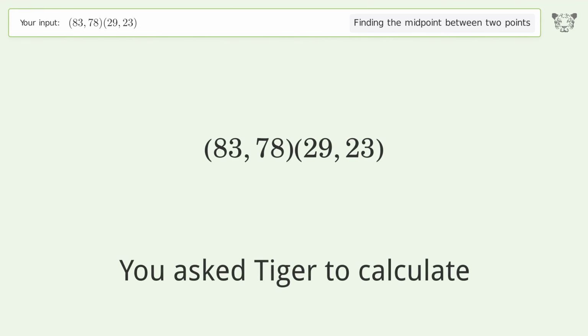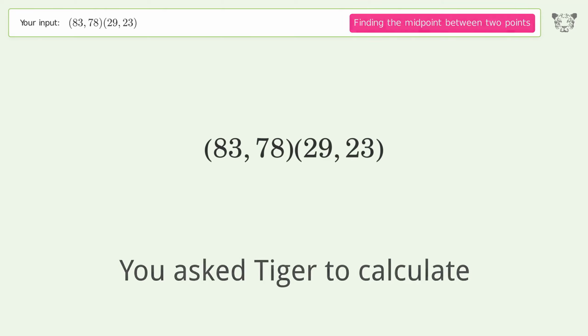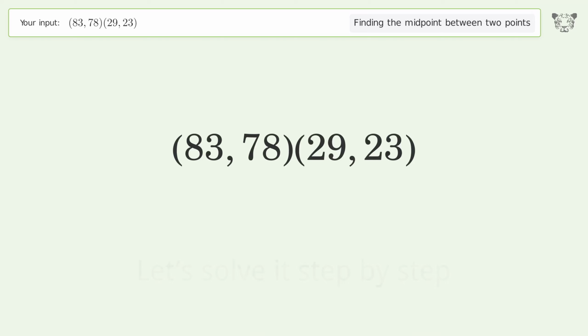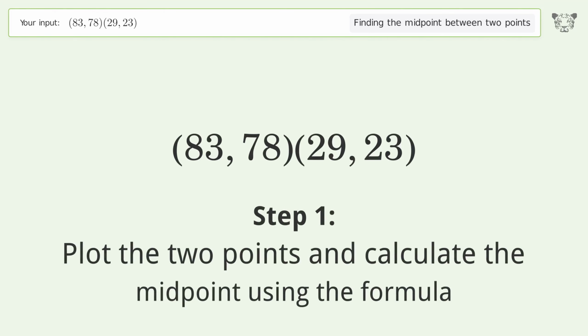You ask Tiger to calculate. This deals with finding the midpoint between 2 points. The midpoint between the 2 points is 56, 50.5. Let's solve it step by step. Plot the 2 points and calculate the midpoint using the formula.